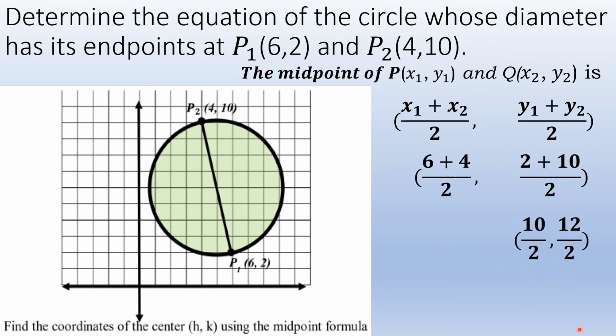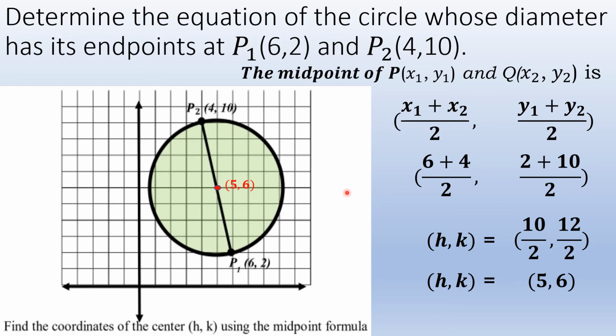So, therefore, the coordinates of the midpoint of the diameter is 10 over 2, 12 over 2. Na yung midpoint, yun din yung center ng circle. So, ibig sabihin, ang h niya ay 10 over 2 at ang k niya ay 12 over 2. Simplify natin. (h, k) is equal to (5, 6). So, ang h ay 5 at ang k ay 6. So, ilocate natin. Ayan. So, ito yung center ng circle, 5, 6.